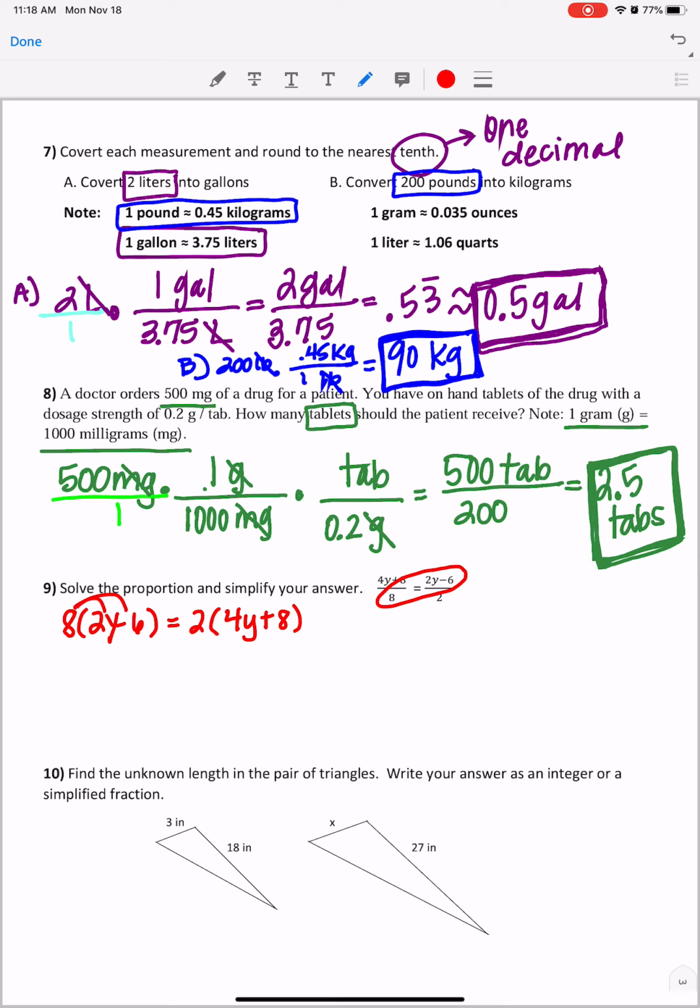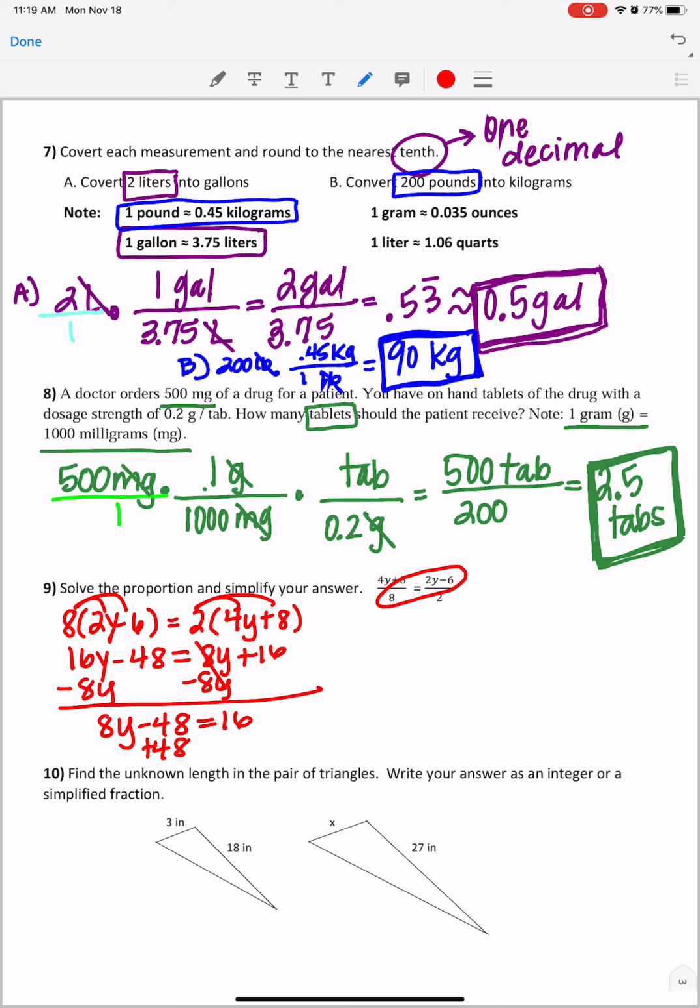Okay, so we're going to distribute. So I get 16y minus 48 equals, distribute here, we get 8y plus 16. Subtract your 8y over, and we've got 8y minus 48 equals 16. Add 48 over, so I'm going to get 8y equals 64. Divide both sides by 8, and y equals 8.